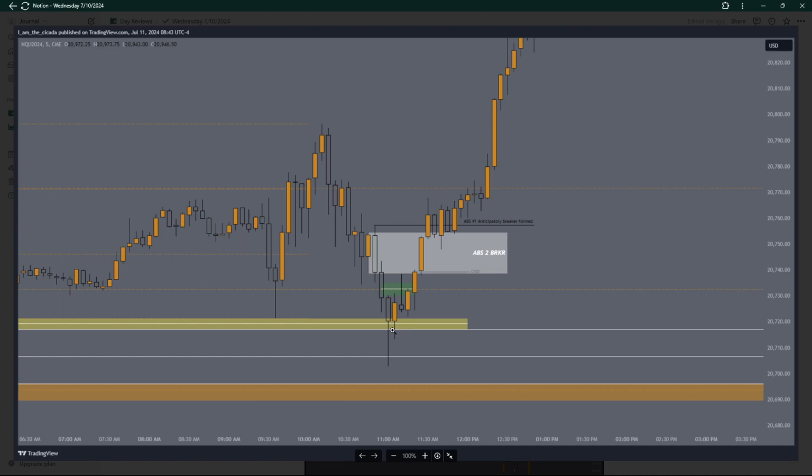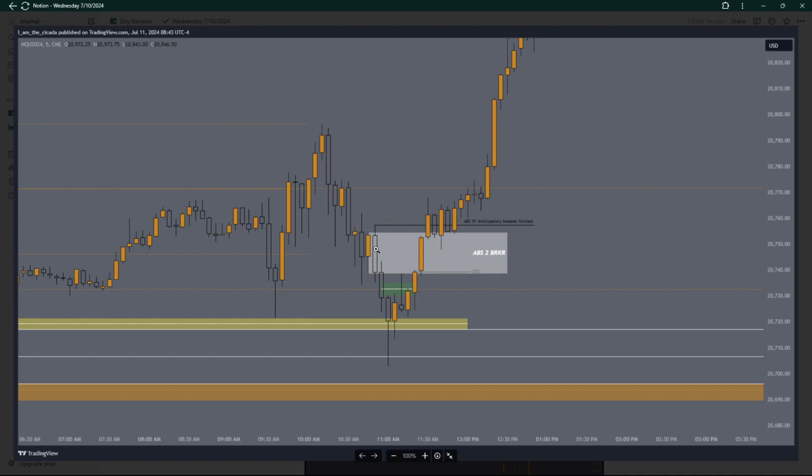And then after we got this mitigation range tapped into, we had this inversion, changing state of delivery, and then we had a breaker being respected, because you see how I just mentioned recently before this that if we were in bearish order flow, this breaker formation would have acted as a turtle soup.